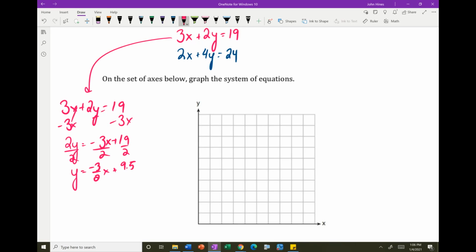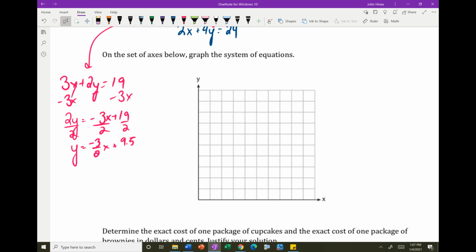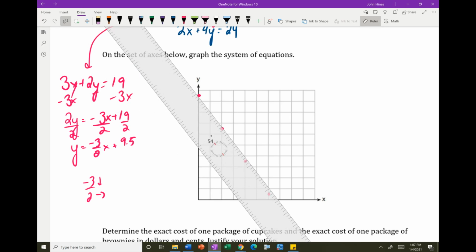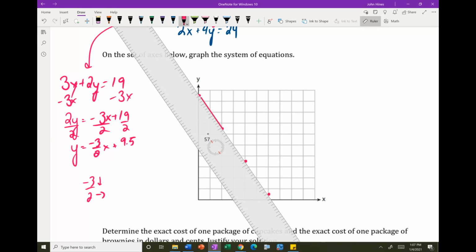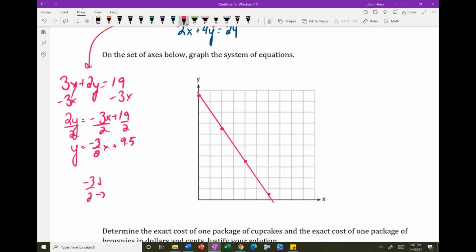So here we go. I'm starting out at 9.5. That's my y-intercept. 1, 2, 3, 4, 5, 6, 7, 8, 9 and a half. And then my slope is telling me to go down 3, right 2. But remember, we're in the middle. So 1, 2, 3 over 2, and I repeat that. That's kind of all we get there. So I'm going to draw in this line with my nice ruler, as best as I can, zoom. And I'm going to label that 3x plus 2y equals 19.